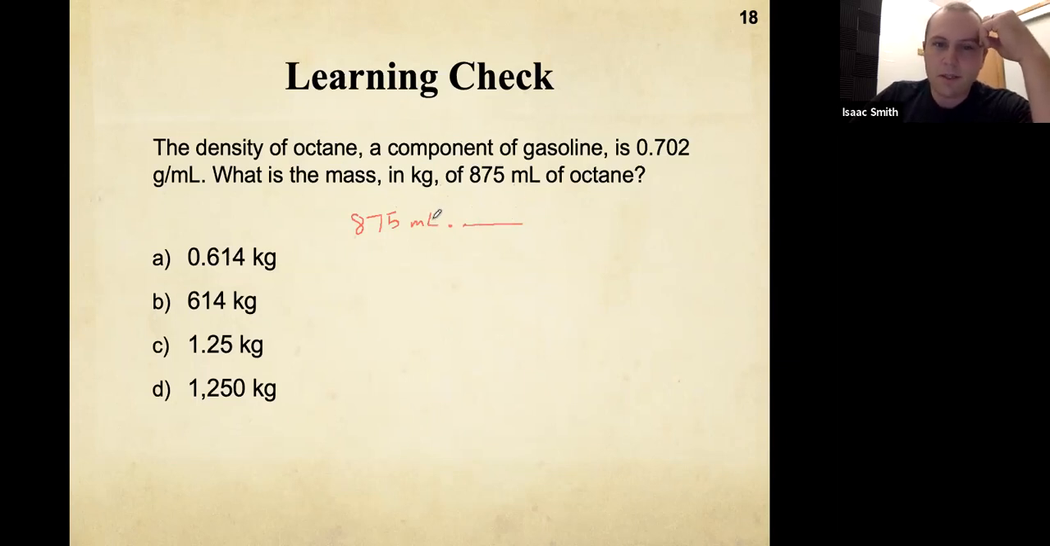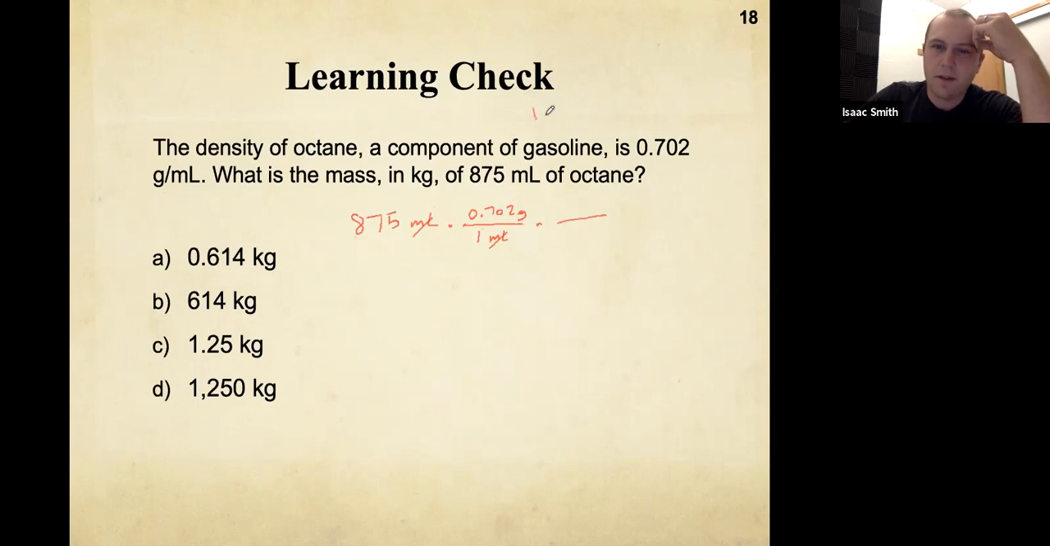So in order to convert from milliliters into grams, we know we have this density here, and we know that it converts those two because the units have grams over milliliters. So we'll write this as 0.702 grams over milliliters. And you could put a 1 here if you want. You don't need to, but sometimes it helps people see it better. So that means that these milliliters would cancel out, right? And then our answer would be in grams, but we want our answer to be in kilograms.